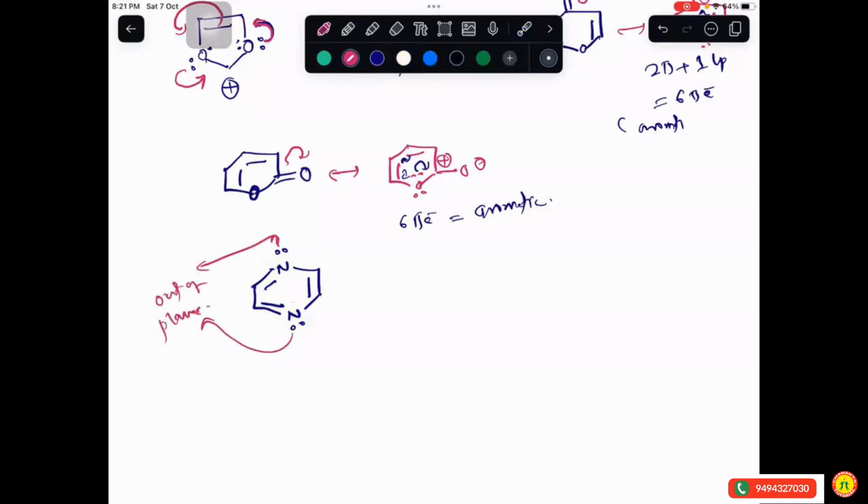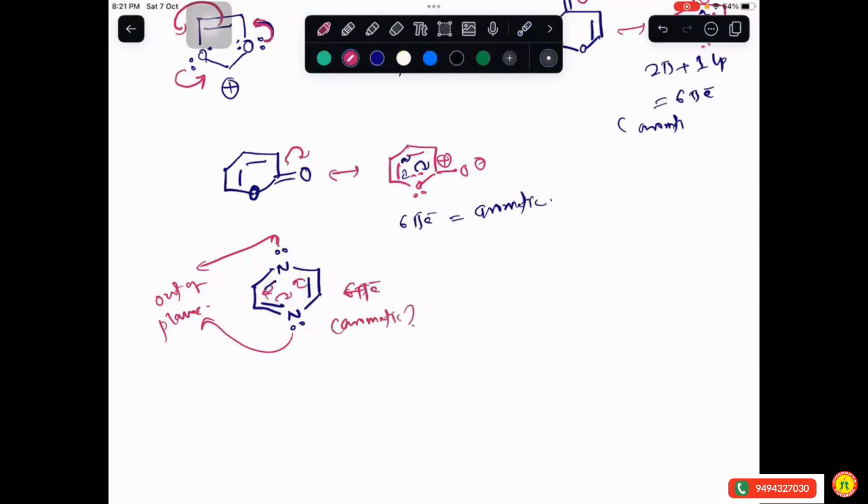Out of plane. So once it is out of plane, nothing but what you can say is this. It is shifting like this. It is shifting and it is shifting. So what will form here among this one? Total, what is it, 6 pi electrons. Right? See, a total of these 3 points, 6 pi electrons, obviously it is aromatic.